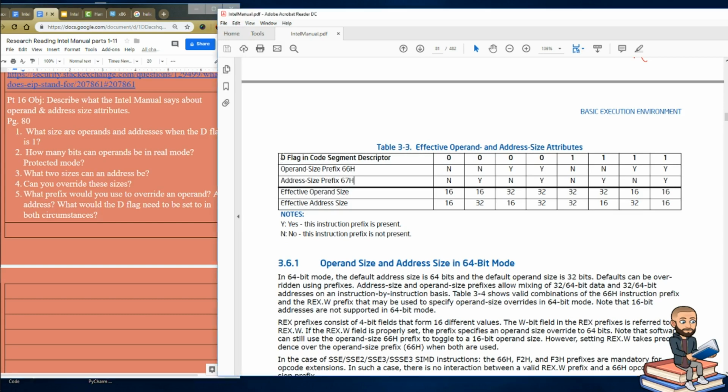So this is a pretty cool table actually. Here's the D flag. So in these circumstances, the D flag is a 0. In these, it is a 1, and so if I go over here to operand size, I could follow it to a 0, and am I able to override? No, no, yes, in which case it can be a 32 now, if we're talking an operand, or 16 if we're talking an address, and so on.